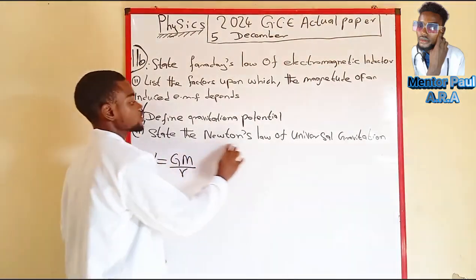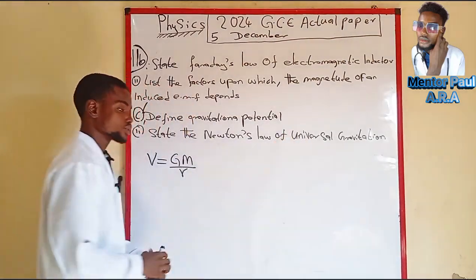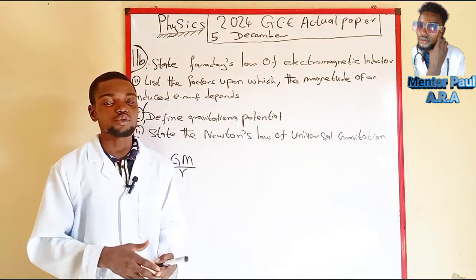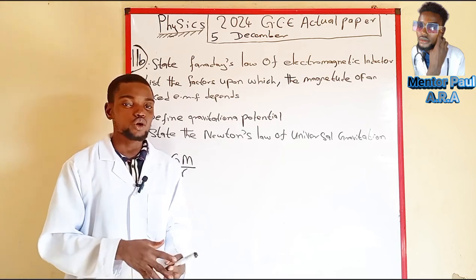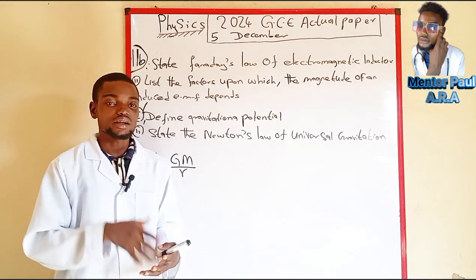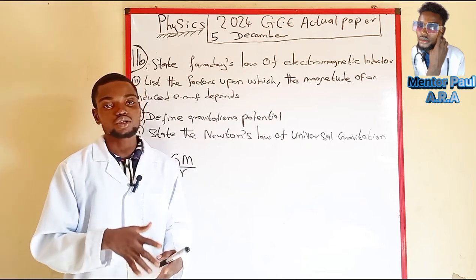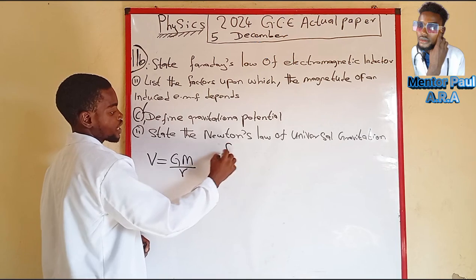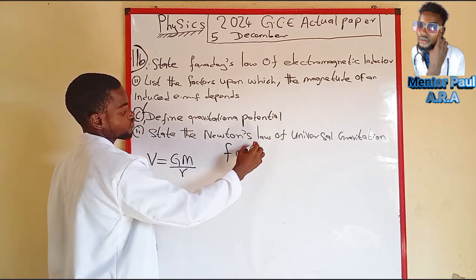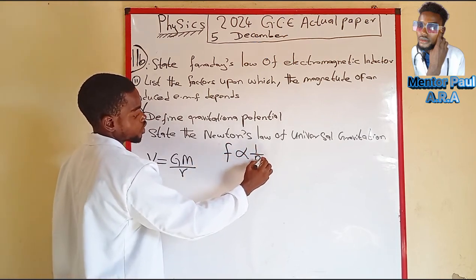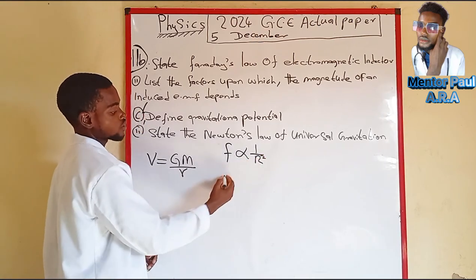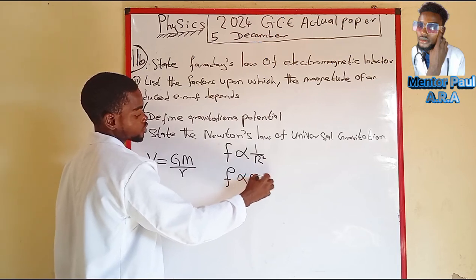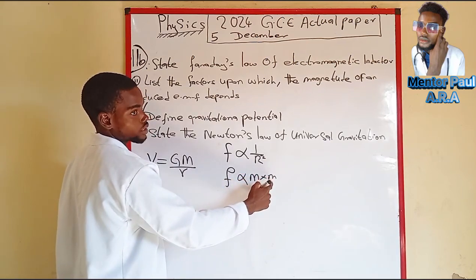The final question, state Newton's law of universal gravitation. This law states that the force of attraction between two bodies, M and m, is inversely proportional to the square of their distance, R, and directly proportional to the product of their masses. So we can represent it mathematically: the force of attraction is inversely proportional to the square of their distance, which is represented by R. Also, that same force is directly proportional to the product of their masses, which is M and m.